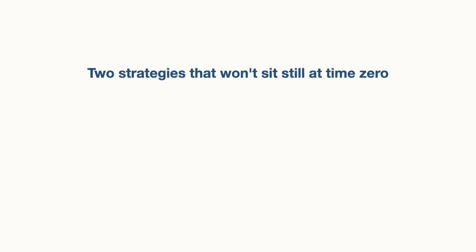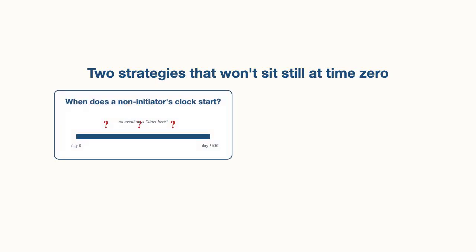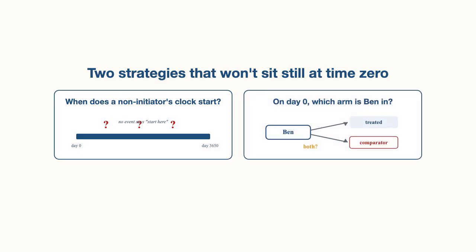Two loose threads have been dangling since Module 3, and this lesson ties them both off. Thread 1. When does the clock start for someone who never takes the drug? An initiator has an obvious time 0, the day of their first prescription. But a patient who never initiates has 10 years of eligibility and no moment that says, "Start here."